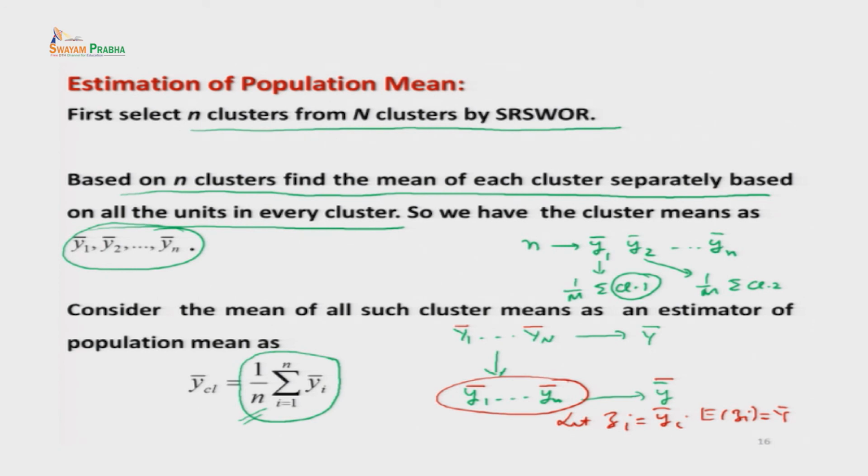Don't you think that it looks as if we are trying to draw a simple random sample of small n means from a population of capital N number of means? Now you can establish a one-to-one connection between cluster sampling and simple random sampling. This technique and understanding is going to help us in finding different properties like unbiasedness, variance of this estimator and so on.